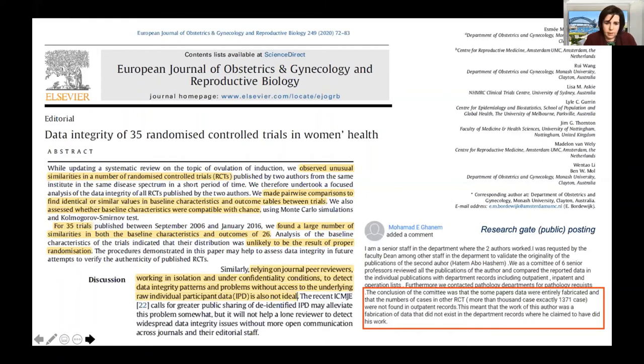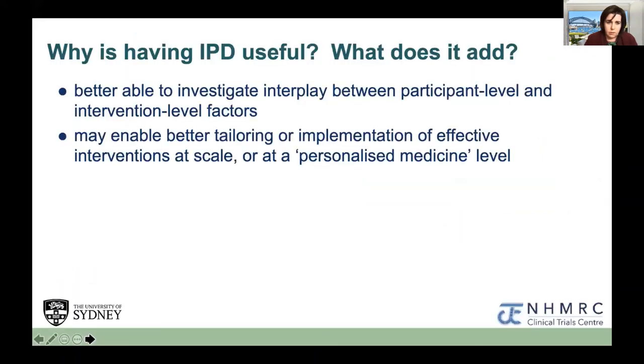And we concluded in that trial that a peer reviewer working in isolation, without access to underlying IPD, is very unlikely to be able to detect the patterns that we could detect when we've got IPD available from not only individual trials, but a series of trials.